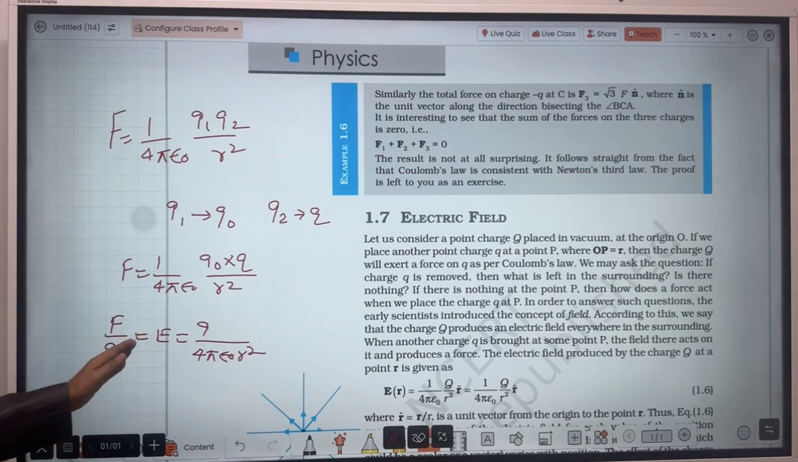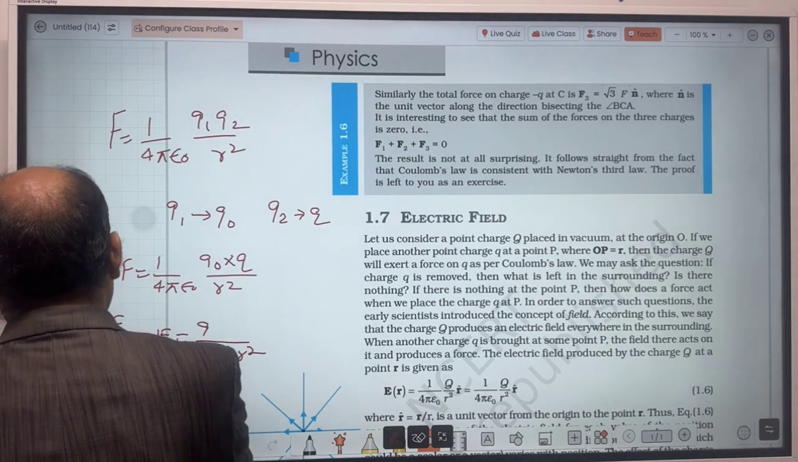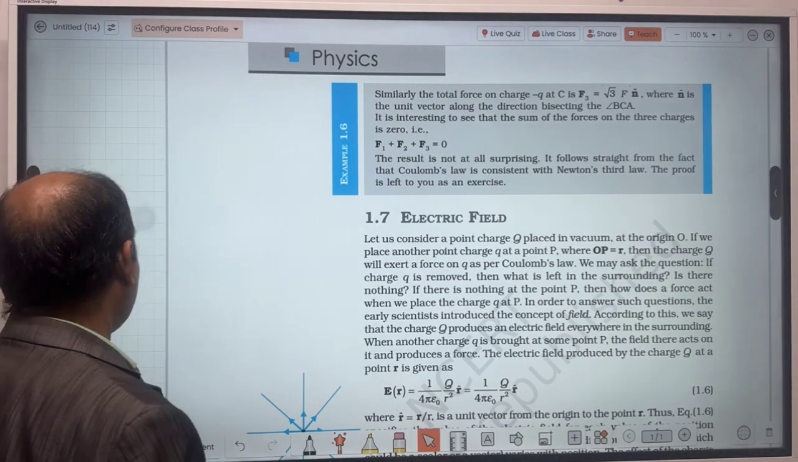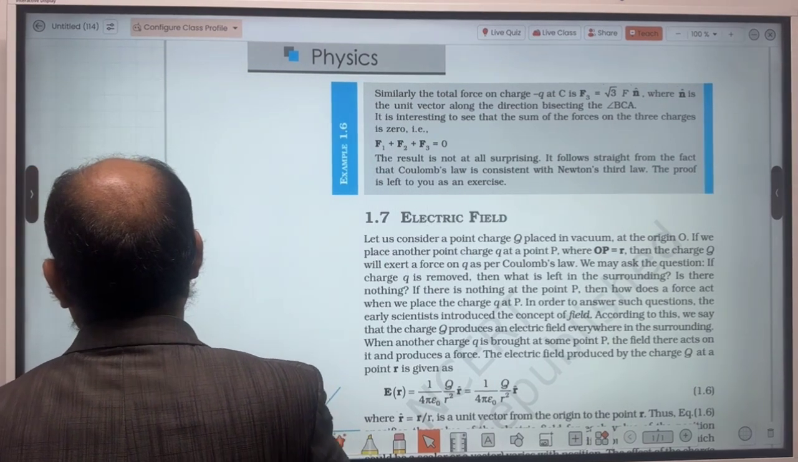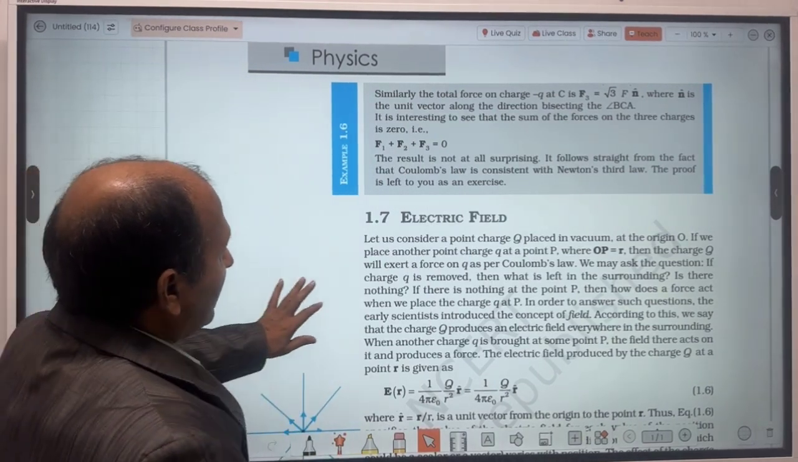So the expression for electric field is Q upon 4 pi epsilon naught r square, and that can be found by dividing the force between two charges by the test charge. So it is also a vector quantity, and its direction will be away from the positive charge and towards the negative charge.